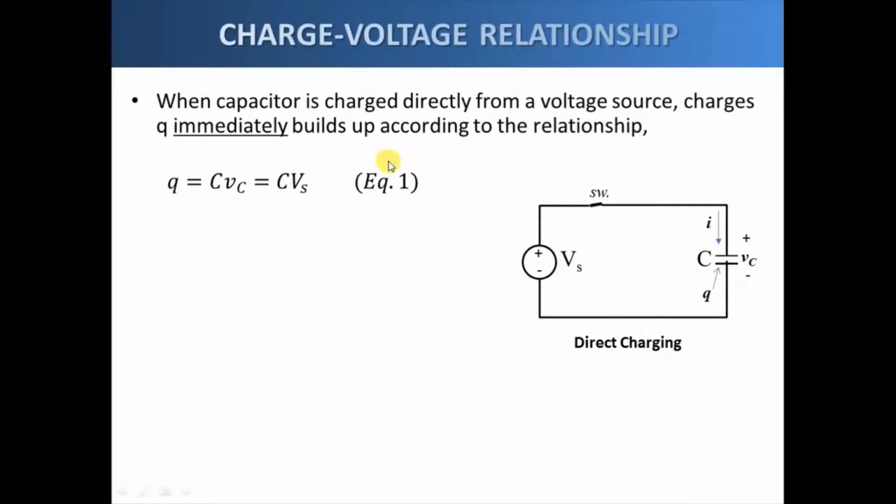Now, if we do this, the capacitor will actually charge immediately with Q equal to the relationship that we have covered earlier, which is C times the voltage applied to the capacitor. Since V sub C is equal to V sub S, we have the Q stored in the capacitor as C V sub S.